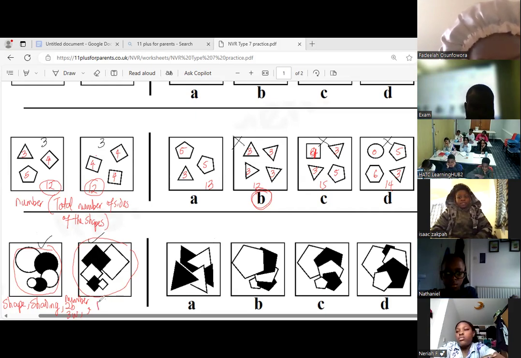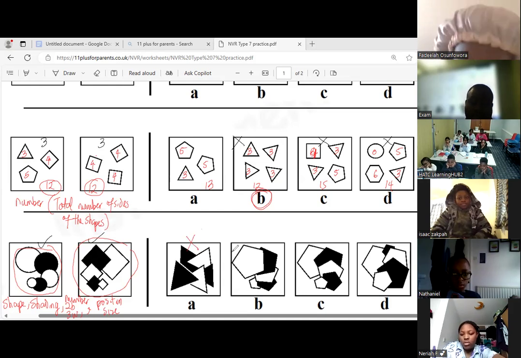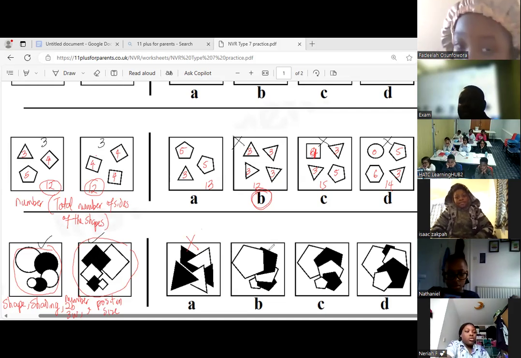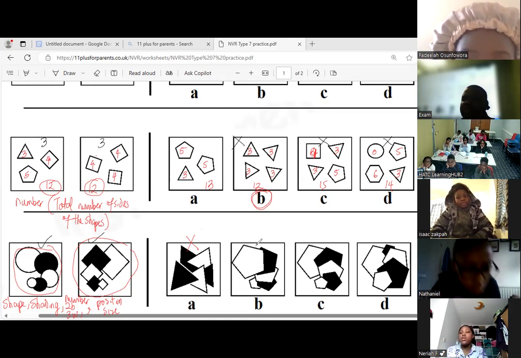So we have position and size. Can the answer be A, guys? I'm asking the whole class. No. Nathaniel, what is it? That was for the question before. Okay, but you know that the answer for that one is not E, right? And can the answer be B? I'm asking the whole class. No. Okay. Yes. Someone said yes.